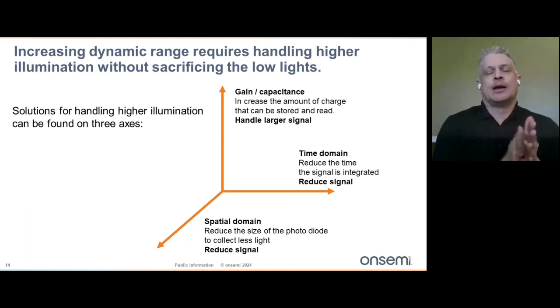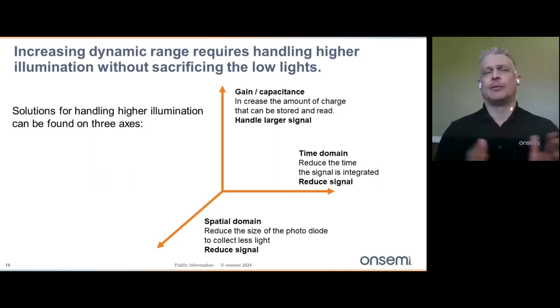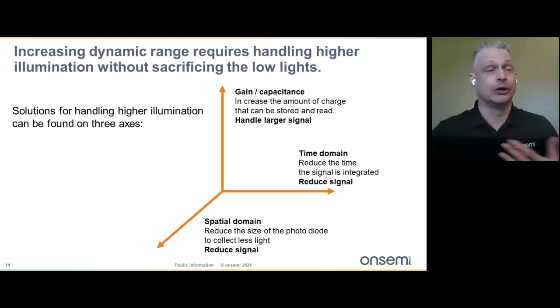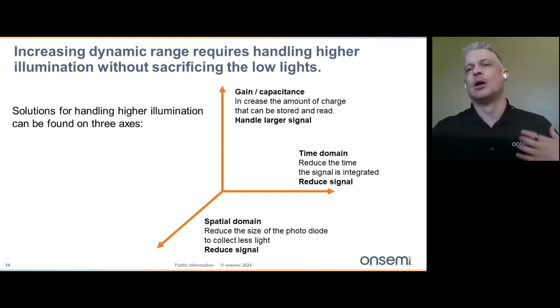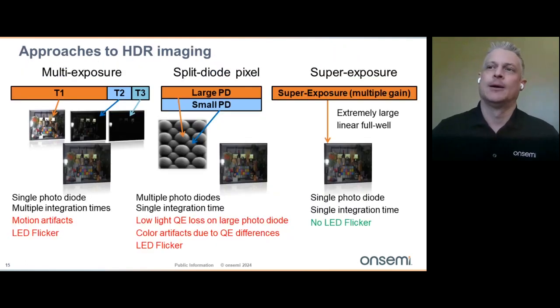And then the final one is, hey, can we just make our photodiode bigger? Or can we make the linear full well of the photodiode bigger? And in that case, right, you don't have any issues in the spatial domain. You're not modifying the size of the pixel, and you don't have any issues in the time domain because you are not taking an image at a different point in time. You're just allowing your pixel to expose for longer. So this is kind of an actual physical representation of HDR imaging.